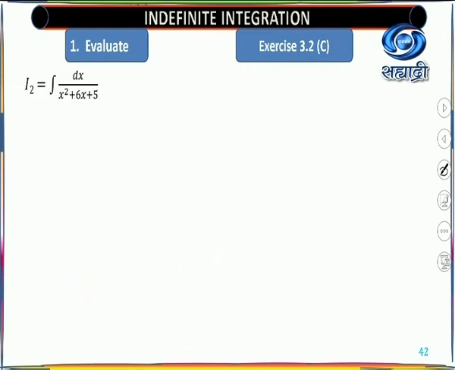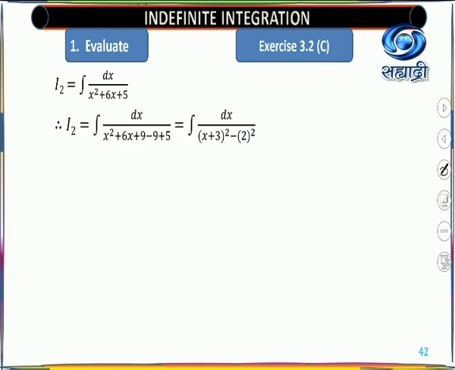What is now I2? I2 is given here as integral dx upon x square plus 6x plus 5. Here again we want to complete the square. So completing the square you will get x square plus 6x plus 9. Now plus 9 is given here, minus 9 plus 5. Why plus 9? Again you have to think about your middle term, that is 2 into 3 into x. 2 is for the middle term, then you have x. That means you want a square of 3, which is plus 9, and it is extra. So minus 9 plus 5. So you will get this as integral dx upon x plus 3 whole square minus 2 square.